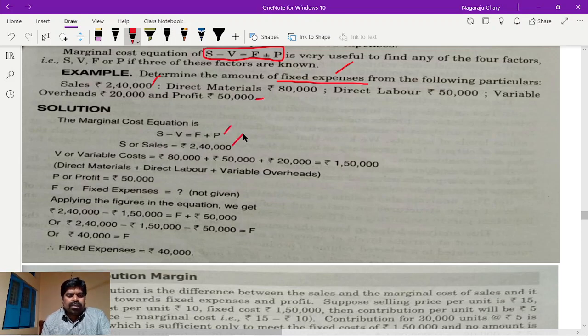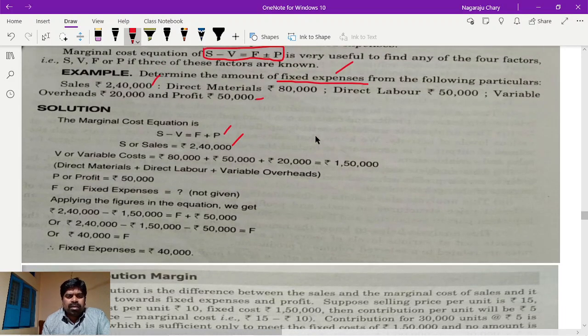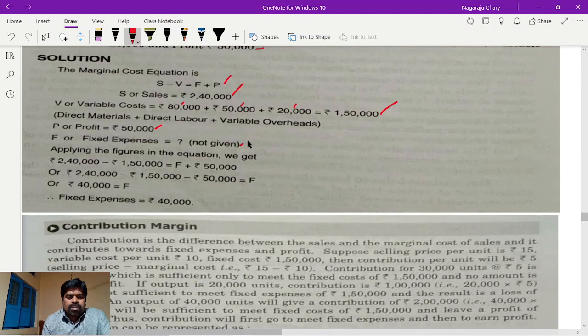Here sales are 2,40,000 and variable cost is, the three costs included: direct material 80,000, direct labor 50,000 and variable overheads 20,000. These three expenditures are included in variable cost. And the next, profit, is given as 50,000. Now fixed cost is to be found out, that is not given in the problem. So from four elements we know three, so the remaining one can be easily found.